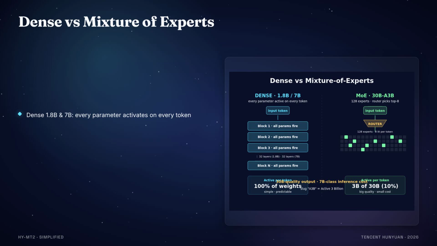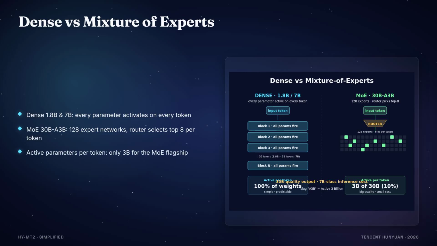The 30 billion model takes a different path, mixture of experts. It has 128 separate expert subnetworks, and a small router picks the top 8 experts to handle each token. The total parameter count is 30 billion, but only about 3 billion are active for any given token. The slogan is A3B, meaning active 3 billion. The practical effect: you get 30 billion parameters worth of knowledge with the inference cost of a 7 billion model.